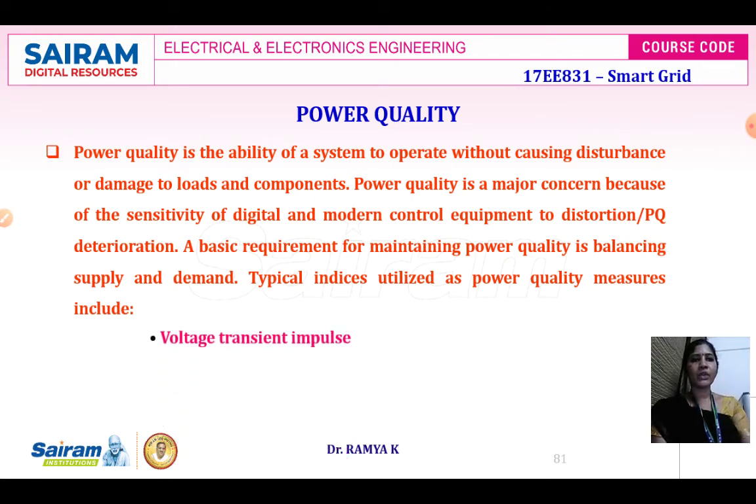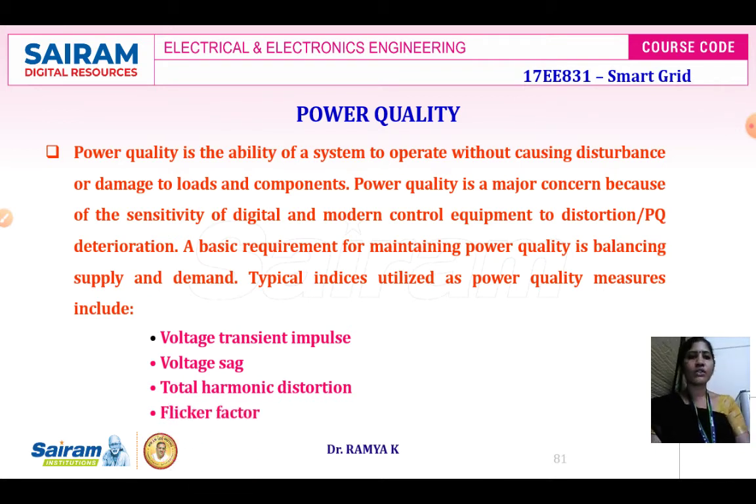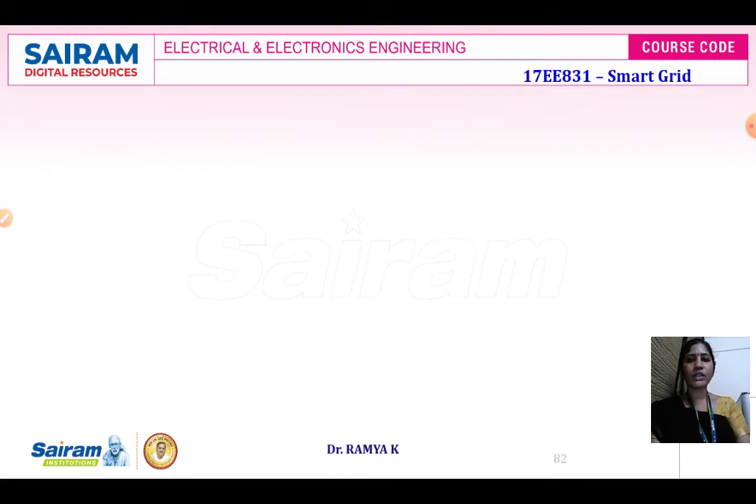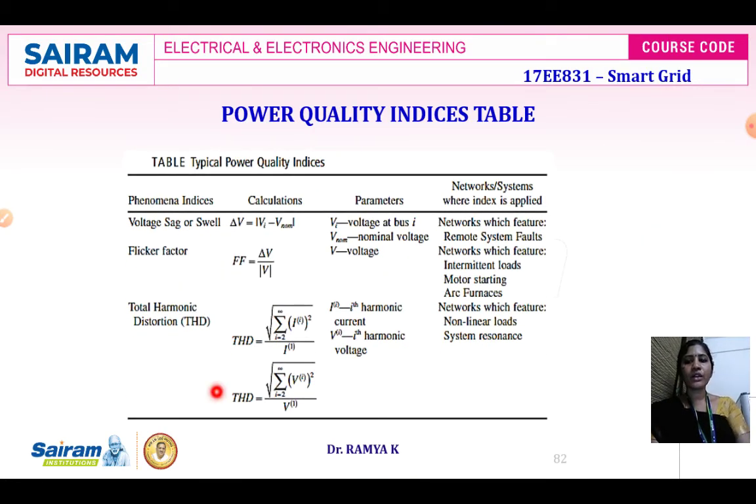So balancing requires voltage transient impulse, voltage sag, total harmonic distortion and flicker factor. So all these things have to be taken into account, and their calculation and parameters are shown in the table over here. The voltage sag and swell should vary between these two values. Flicker factor is delta V divided by V, and total harmonic distortion has to be calculated. So when you are talking about power quality, all these parameters have to be taken into account, and we have to see that they stay within the fixed range.